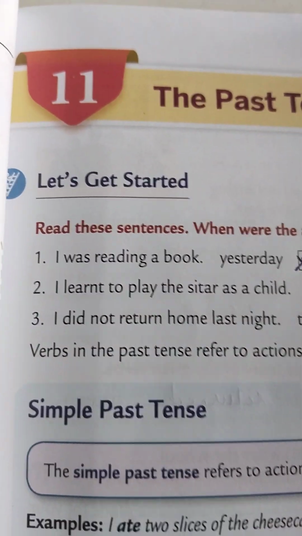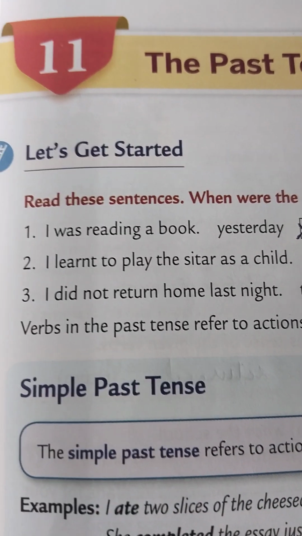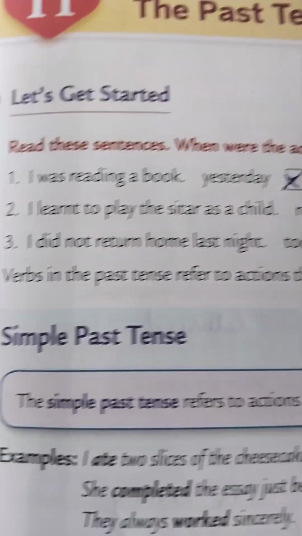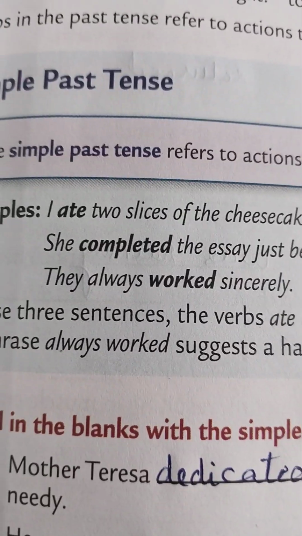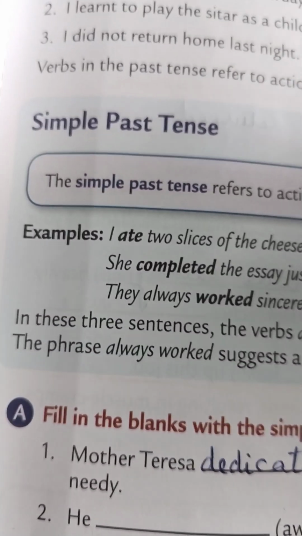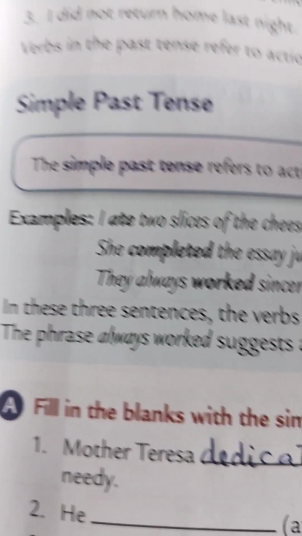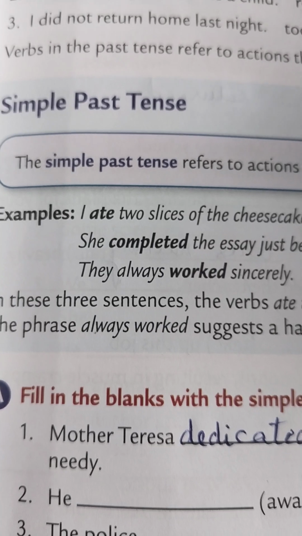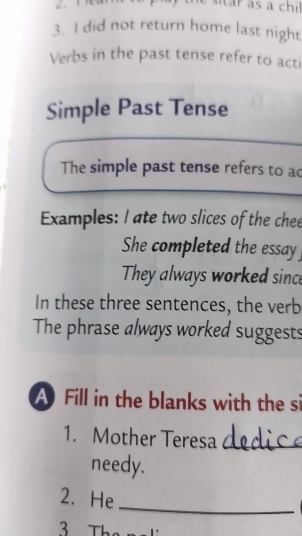Children, in our previous video we did the present tense. Today we will continue further and we will do the 11th chapter of English grammar, that is the past tense. Now children, as in present tense we studied that there are four forms of present tense, similarly, the past tense also has four forms, which are simple past tense, past continuous tense, past perfect tense and past perfect continuous tense. Now first of all we will see simple past tense.